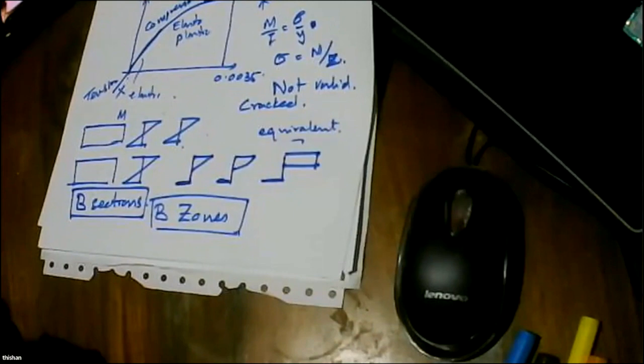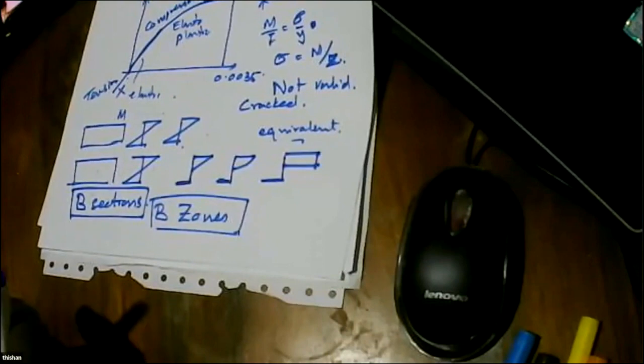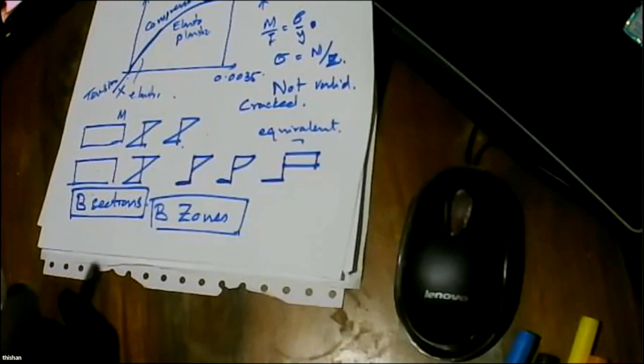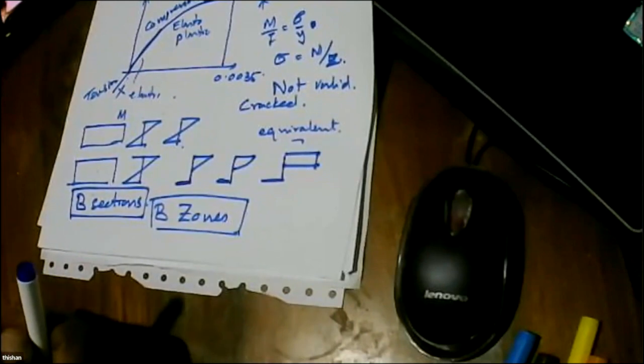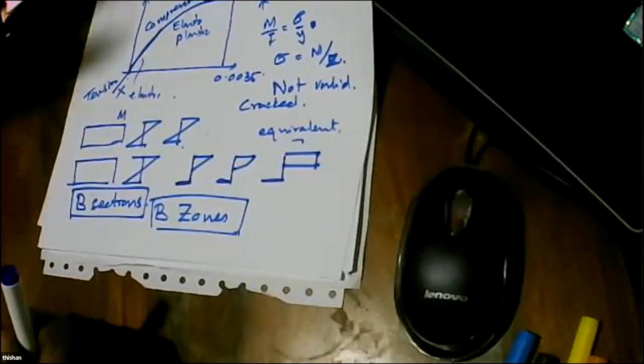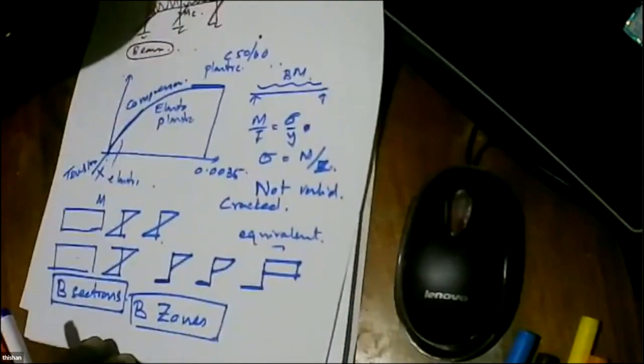So you have to keep in mind there is something called B zone. B zone is a zone where the bending formula is applicable. Bending formula, plane sections remain plane, is applicable. So you can readily use all your equations. And then there are other zones where this plane sections remaining plane is not applicable. So I'll show you some examples.